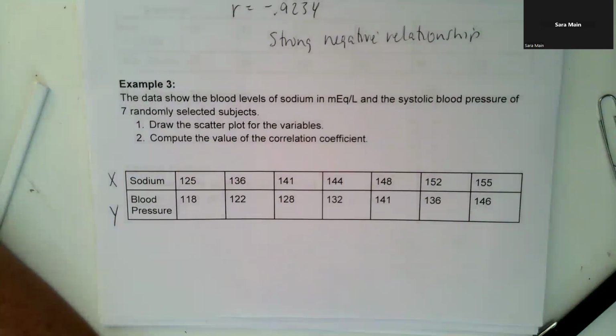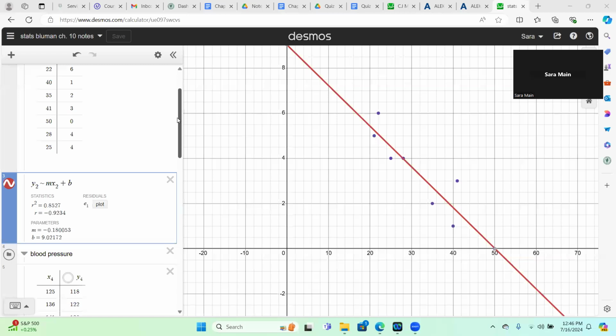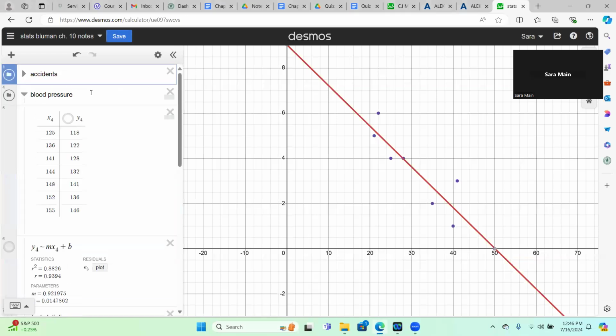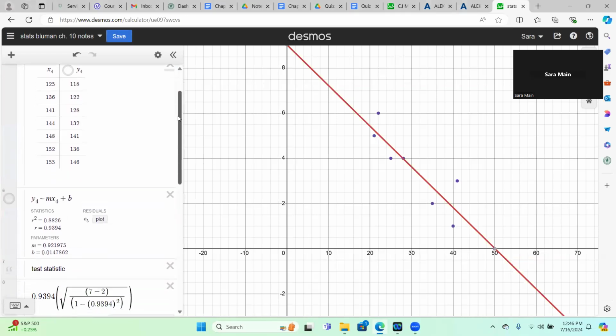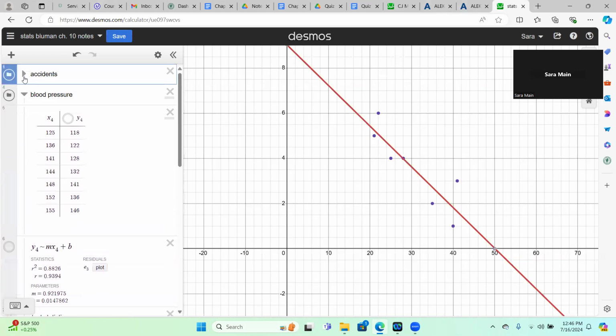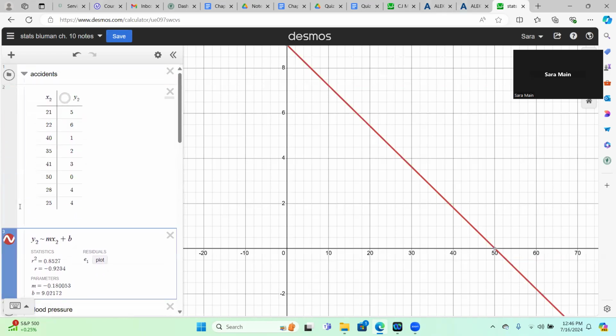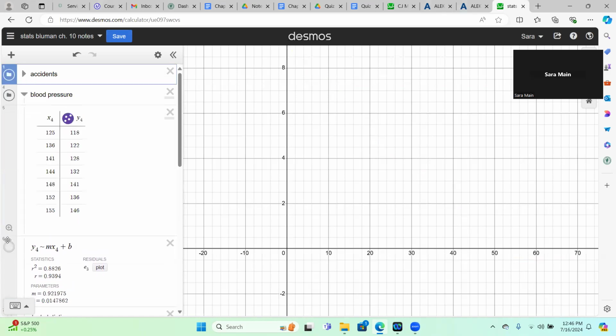Get to that here. I'm going to close that one up. And then here's the blood pressure one. So I've added, and then I have to go up and turn off those pictures. I'm just going to click on those pictures to turn them off. And then I'm going to turn these on.